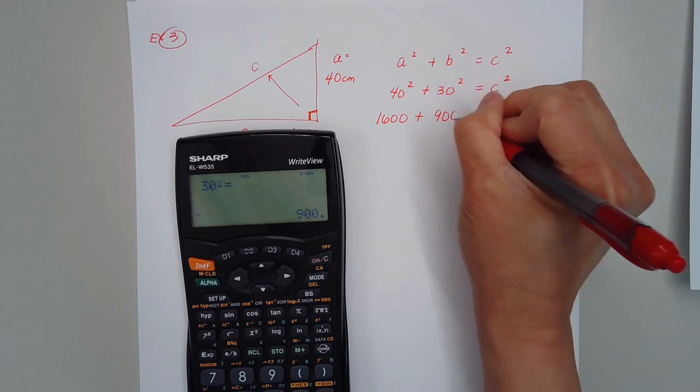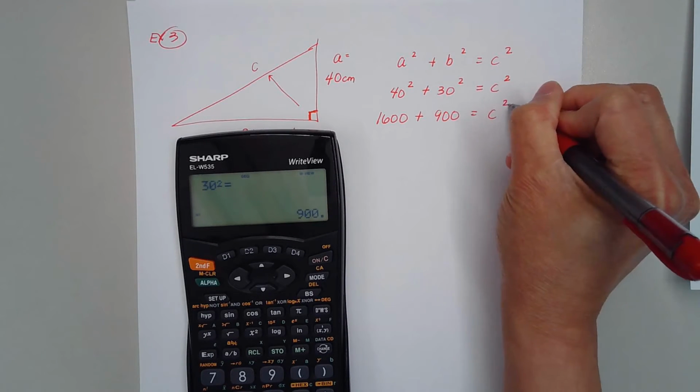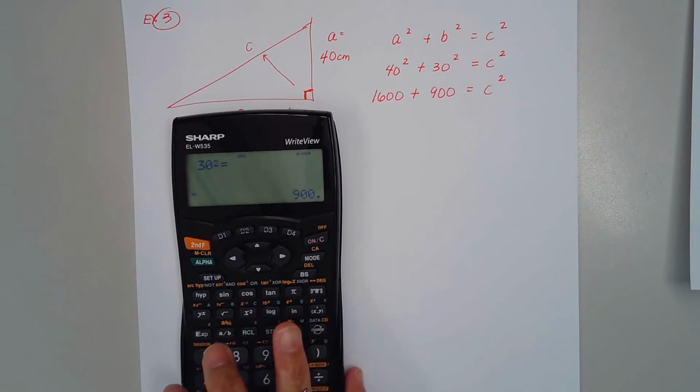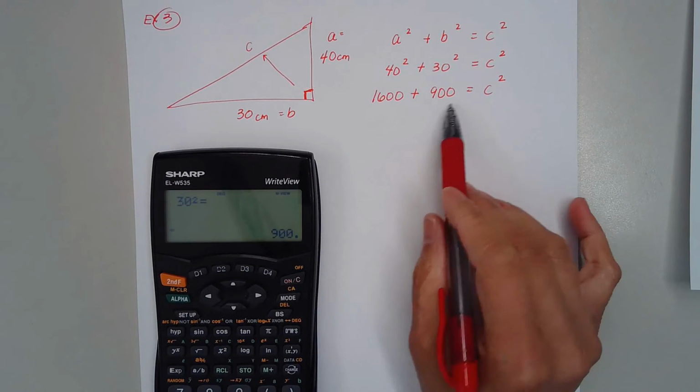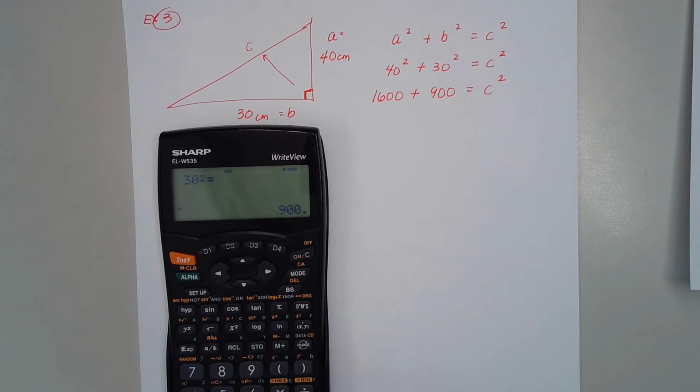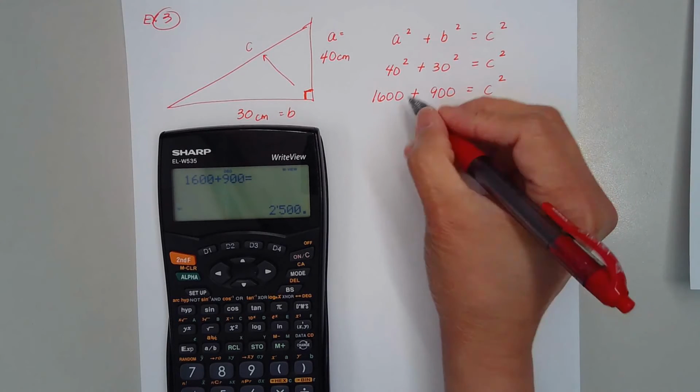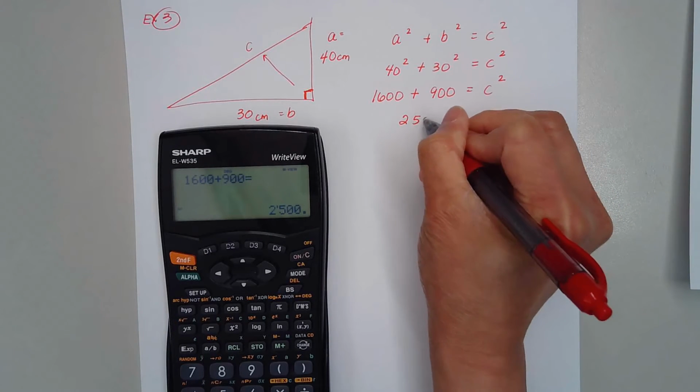Okay, so we did the exponents. Now we're going to do the addition. I always like doing it step by step. I like to see it. Now it's going to be 2,500, and this is where you were at.